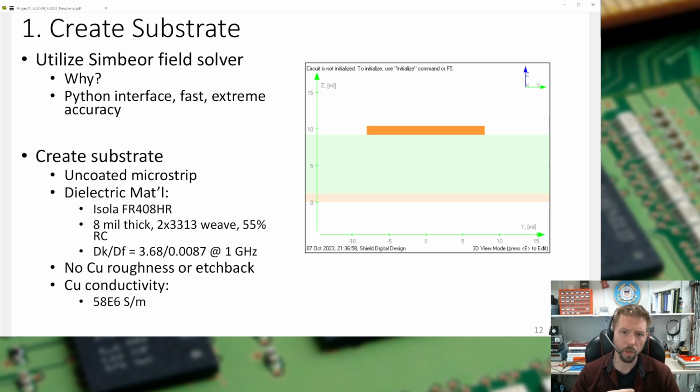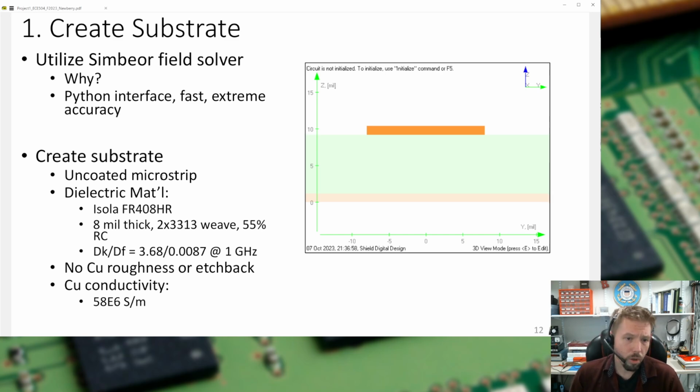So we created the substrate here in Symbior. Now I've got an image of the substrate, but all of this was done in the Python code, not in the GUI. We're doing an uncoated microstrip. For the dielectric material, I chose an Isola PCB material called FR408HR. This is a common material used in medium speed digital designs. Once you get beyond maybe 8 gigabits per second, there are better materials to choose, but it's pretty common and below that.